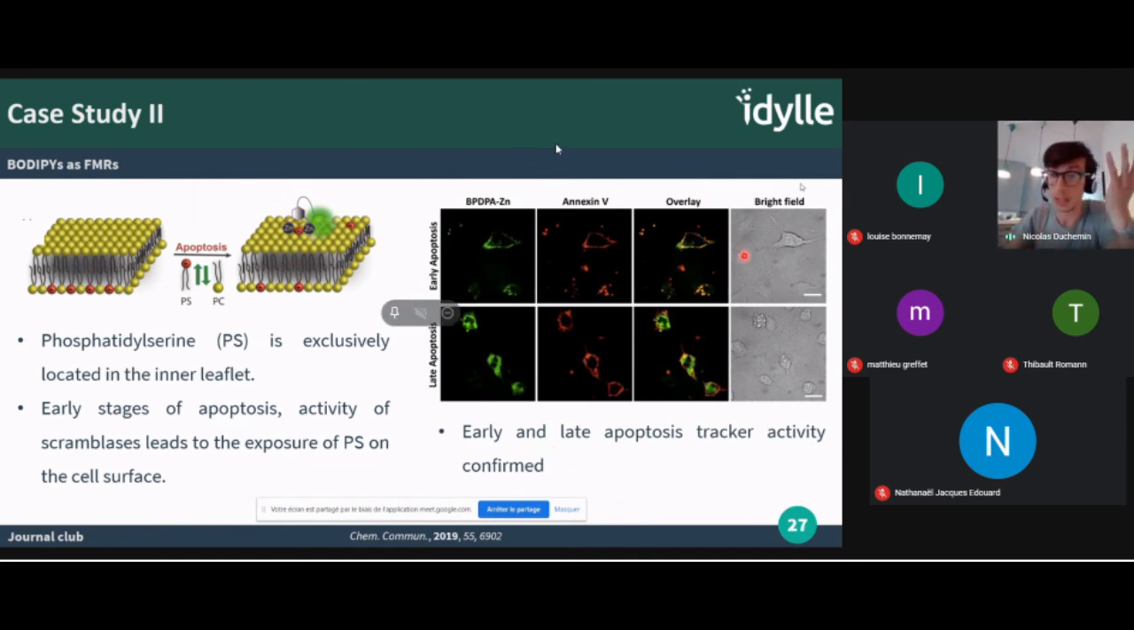And once you go to bright field, you realize that there are other cells that are not apoptotic that are not targeted with this BODIPY-zinc. So, target confirmed for this paper. So, a pretty cool paper, showing that you can use your BODIPY as a viscosity probe, but you can also use it as a simple fluorogenic marker. Use this FMR and the fact that it will be very fluorescent in a highly viscous medium, but use it as a fluorogenic marker for something else.